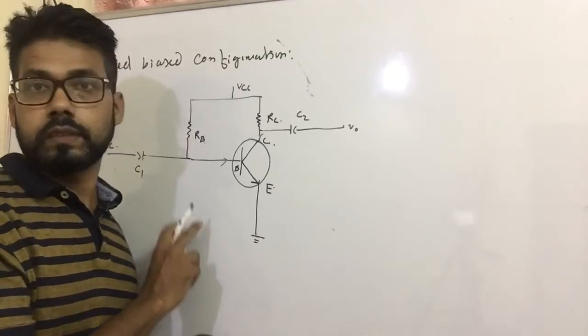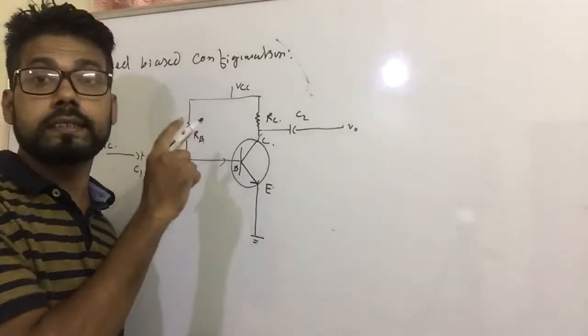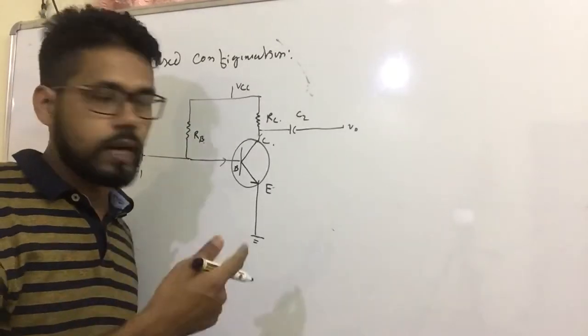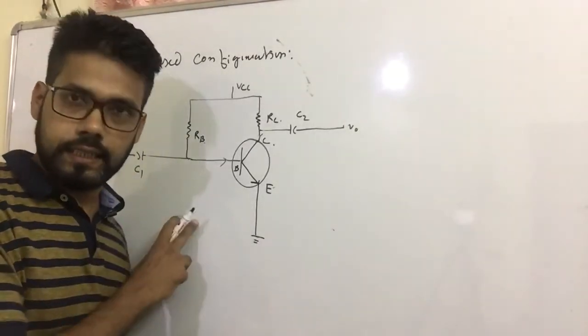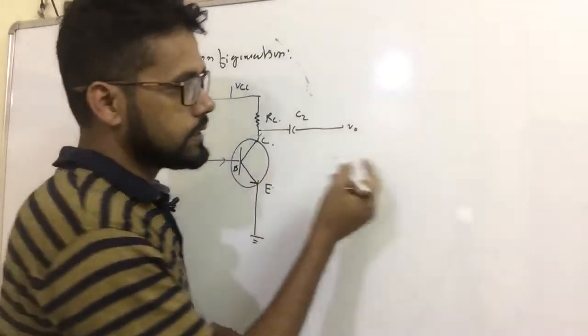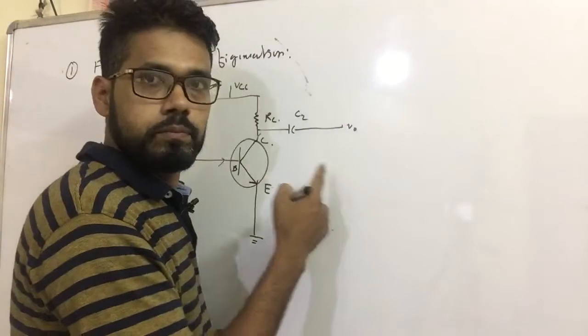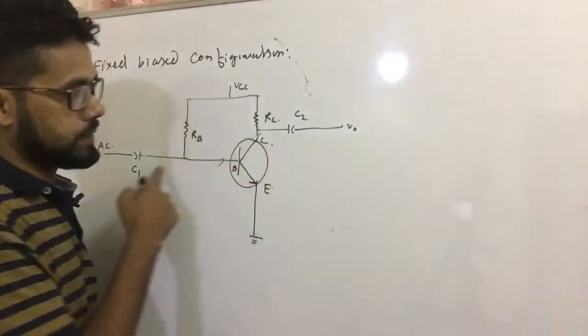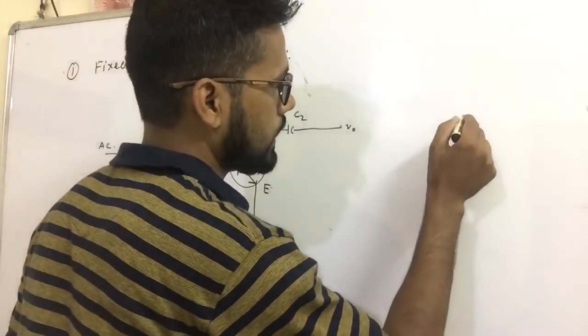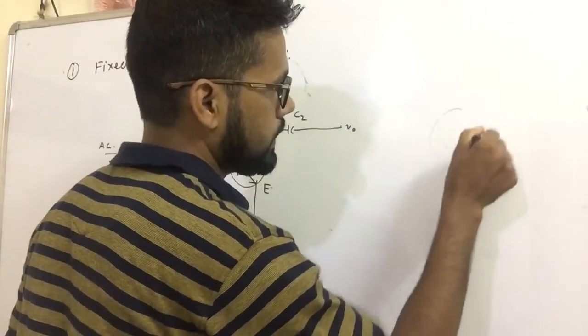Now, because it is a fixed bias DC configuration, to understand or analyze this circuit under DC conditions, we have to replace it with a DC equivalent circuit. We have to remove the capacitors. Well, I am drawing it first. I will draw the diagram, then I will tell you why I am writing this.